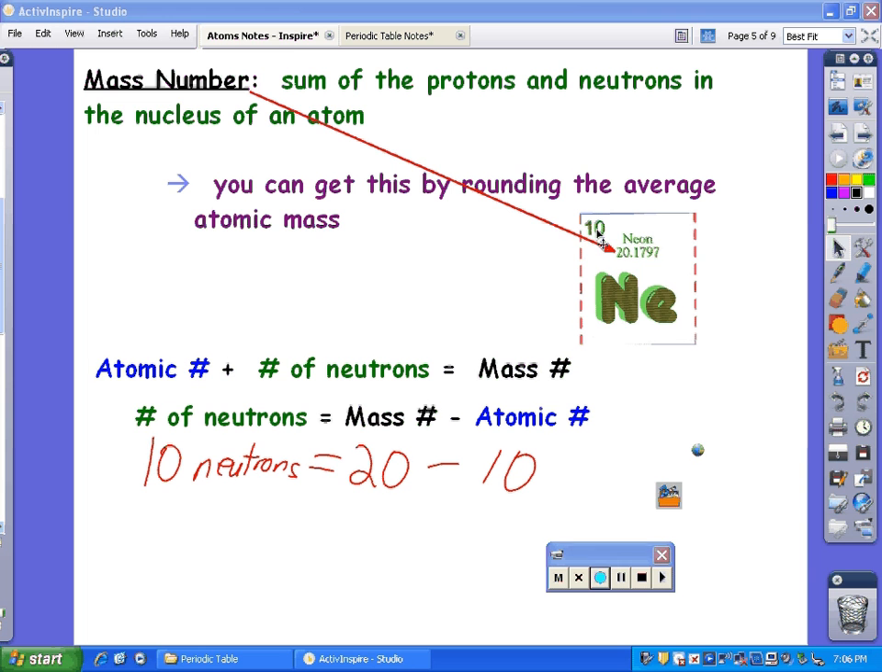Well, if I know that I have 10 protons, which is the atomic number, and I know the mass number is 20, because you round it, notice this, you get this by rounding the average. 20.17 is going to round to 20, so you go mass number minus atomic number is equal to number of neutrons. In this case, 10.